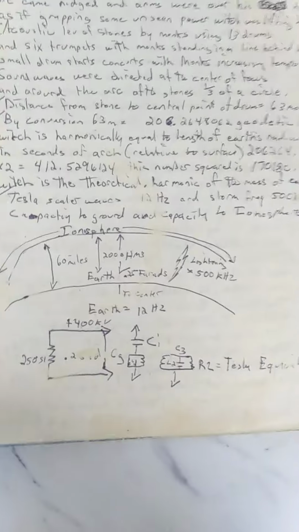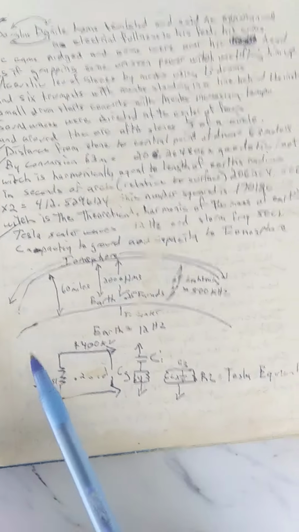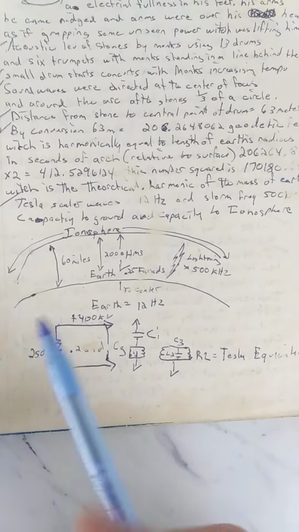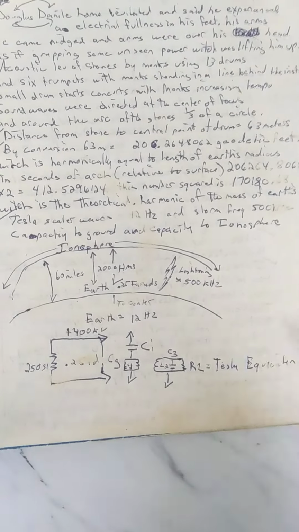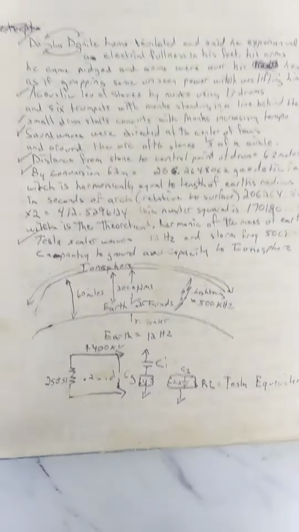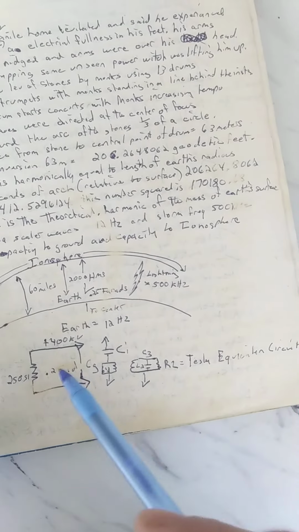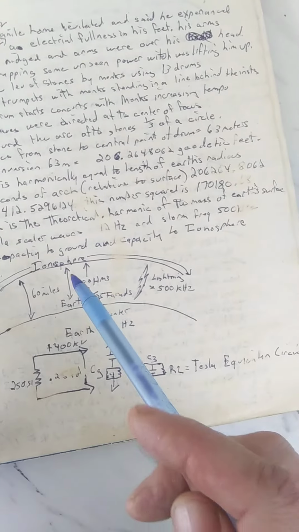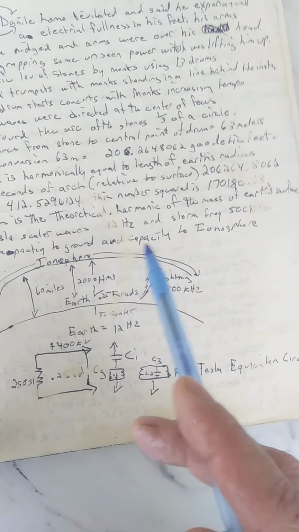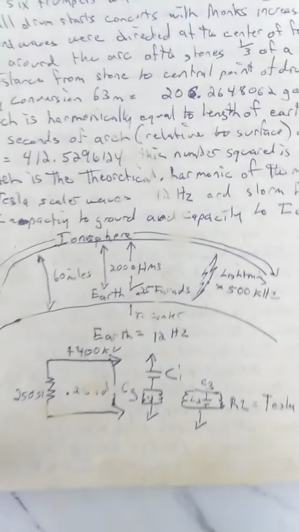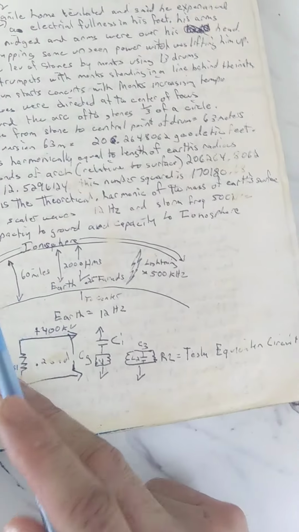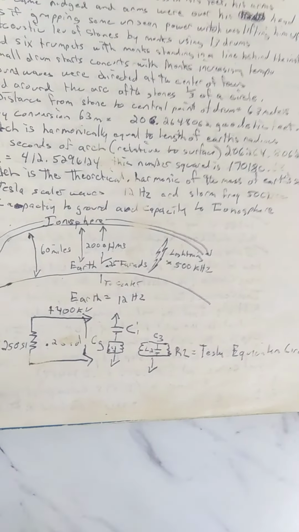Then you get into this neat little equation here. This is Tesla's scalar waves. This is just something that I think is a problem that Dollard had just come up with on the chalkboard, and I just copied this down. He's talking about Tesla scalar waves, 12 hertz, and a storm frequency of 500 kilohertz, I think it says, capacity to ground and capacity to the ionosphere. So that's how this whole deal is working.